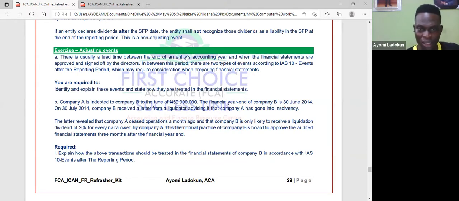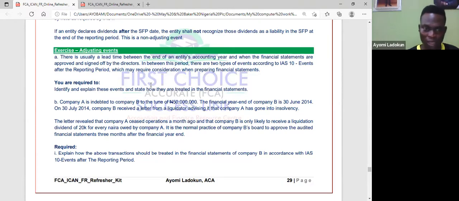Okay. So now it is saying it is the normal practice of Company B's board to approve audited accounts 3 months after the year end. So when you look at that, if June is the year end, 3 months will be July, August, September, and this event happened in July. So it is between the end of the reporting period and before financial statements are authorized for issue. Okay. So that's it.